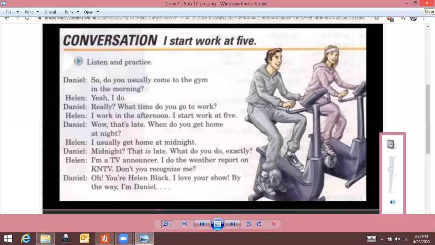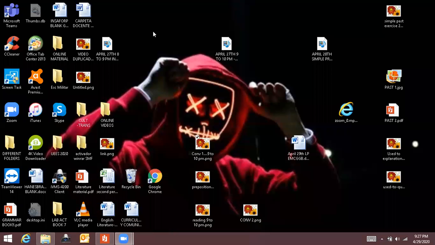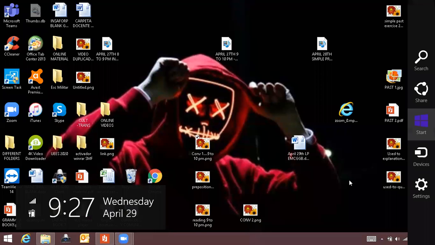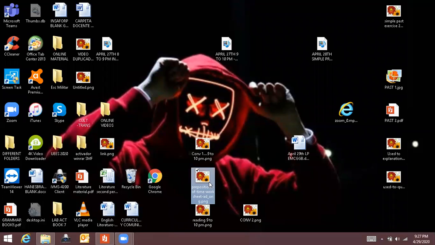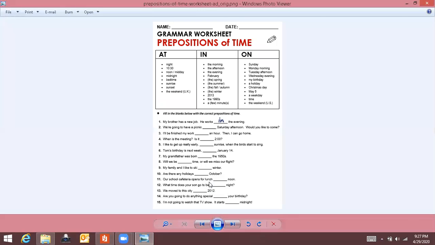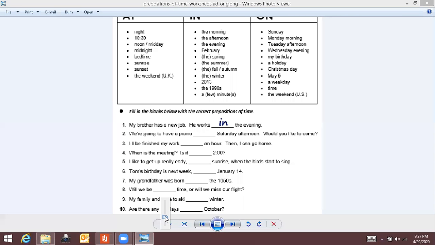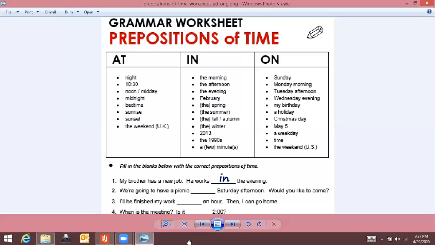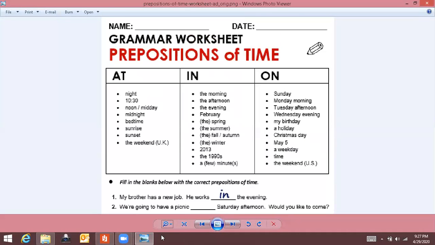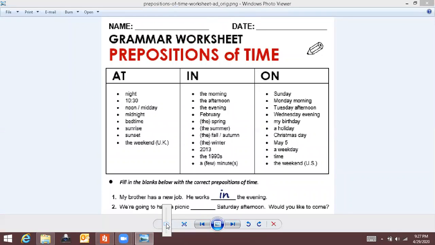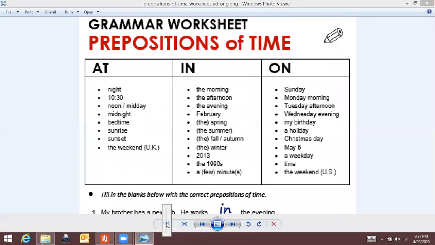Give me a second. New share. Okay, do you see the image? Yes. Okay, what's the name of the image? Grammar workshop. Prepositions of time.